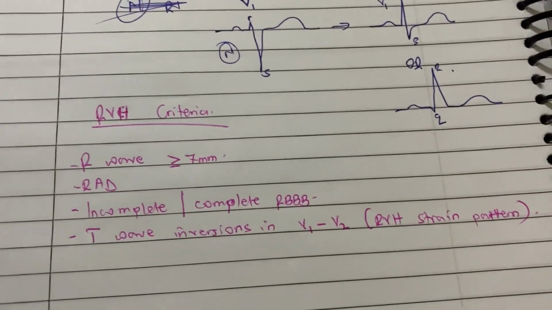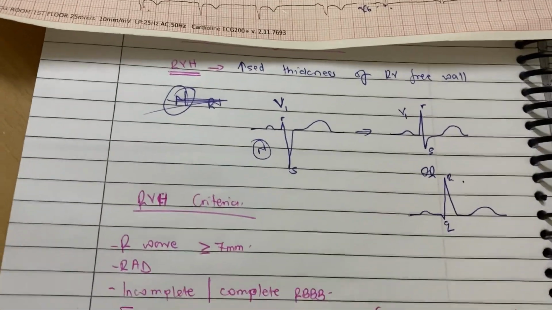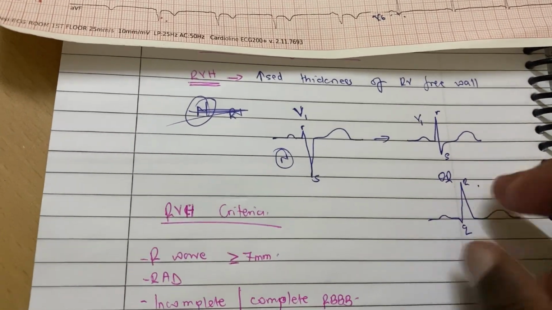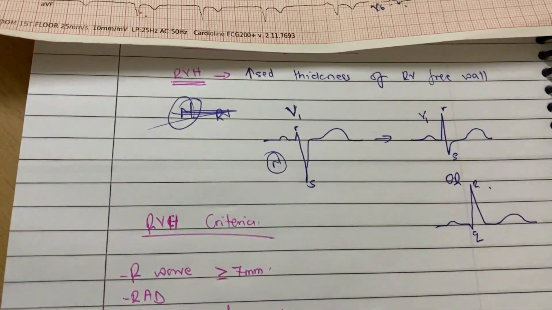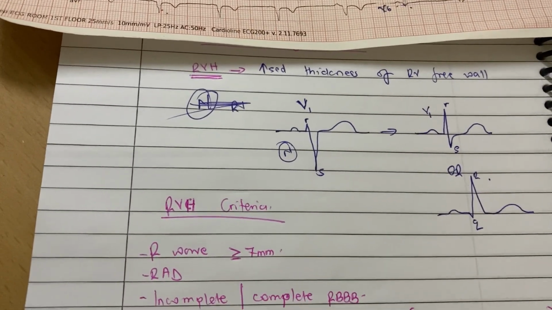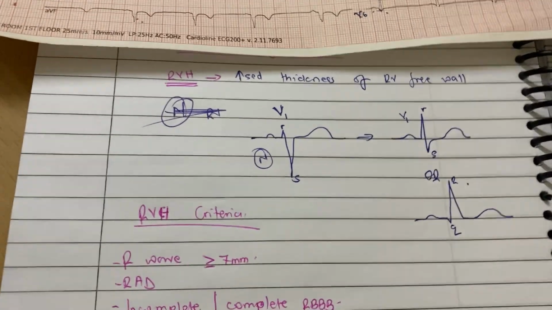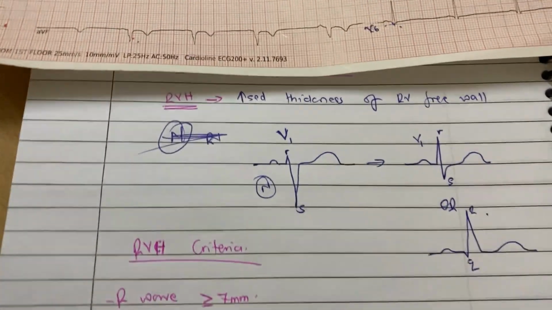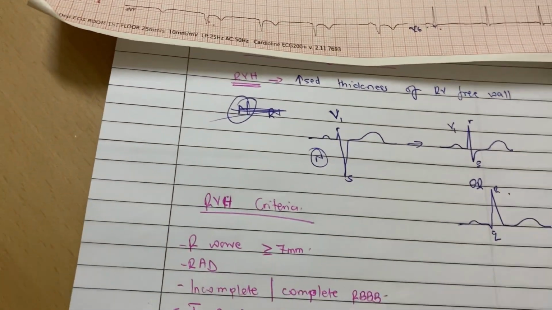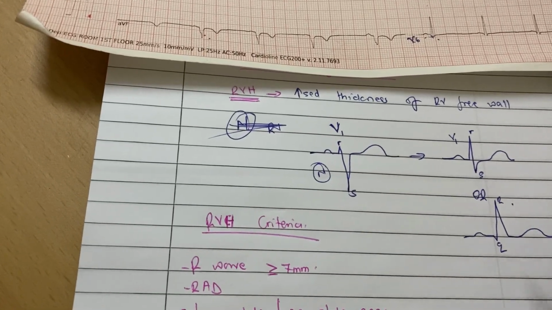RV strain pattern, like that. So these things must be there. Or this R wave, this is not the initial R wave, but the R wave after the small q. This is a pathologic Q wave, not from infarction, but because hypertrophy alters septal depolarization and sends it to the other side.